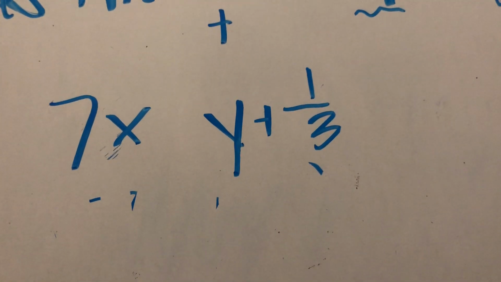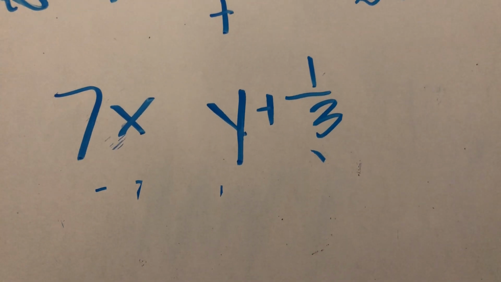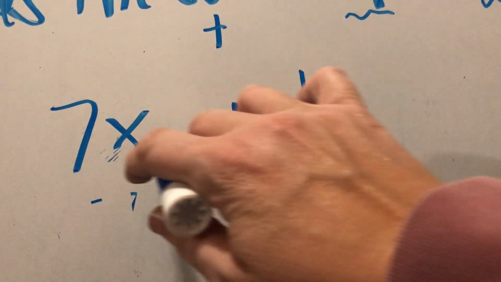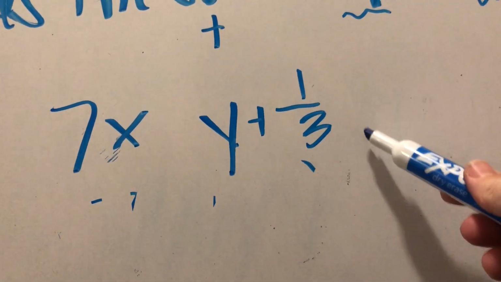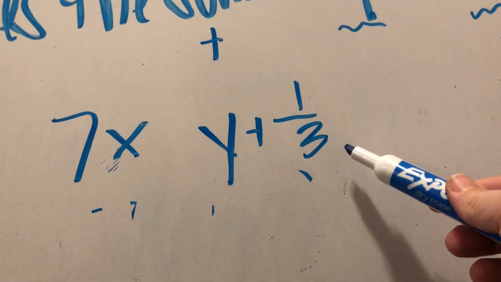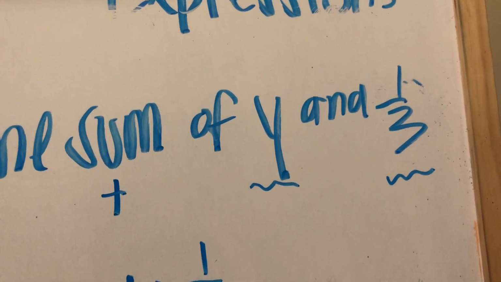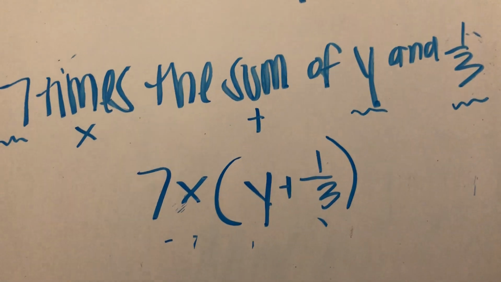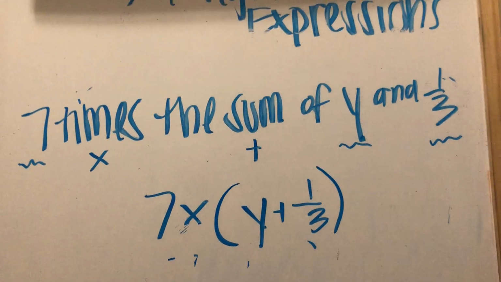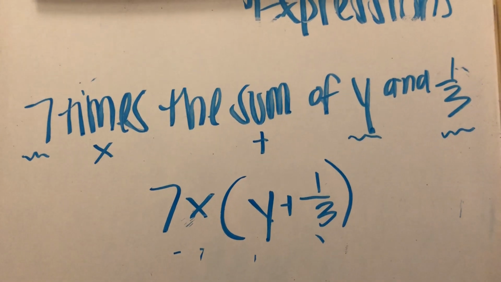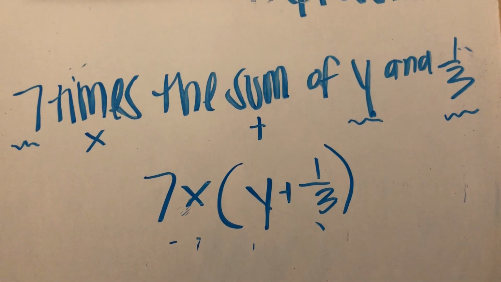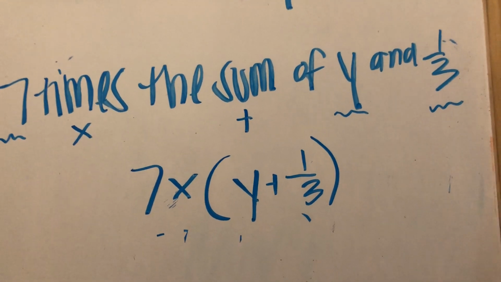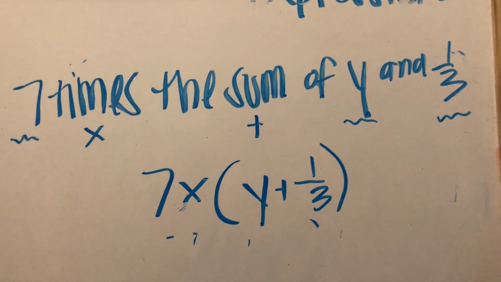If I just did 7 times the sum of y and 1/3, look at this problem. Look at our order of operations. If we're doing order of operations, we would have to do the multiplication first and then do our addition. But here, it told us that we want the sum of y and 1/3. So we're going to section that off and put that in parentheses so that we make sure that we get the sum of those two things. So our answer here: 7 times the quantity y plus 1/3.